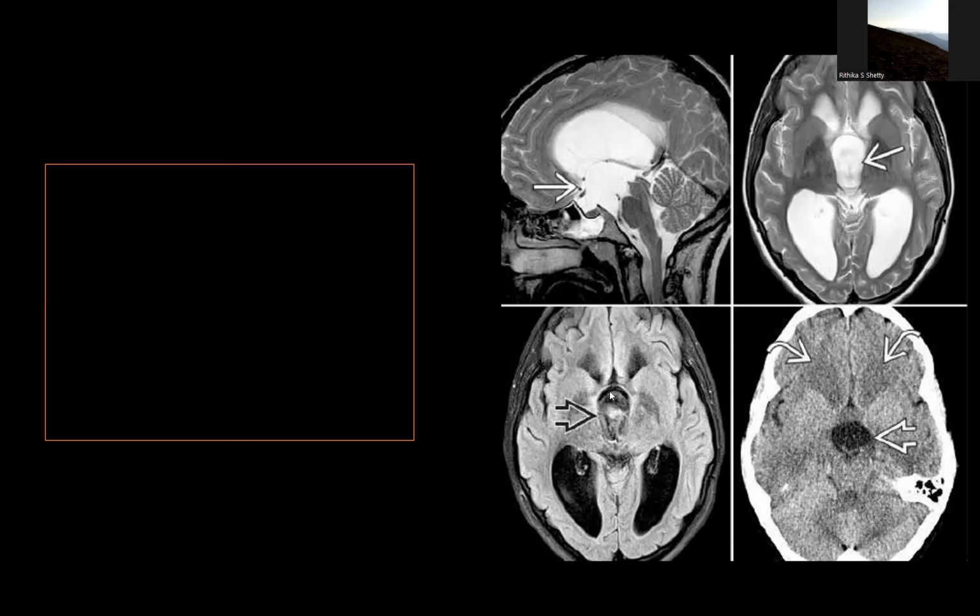For this we do diffusion restriction. Epidermoid will show diffusion restriction. Another way to differentiate whether it is arachnoid cyst or epidermoid cyst is by doing CT cisternography. Here we can see the filling of contrast in the ventricle, whereas it's not opacifying the cyst, meaning that the cyst is not communicating with the ventricle. So this is again our arachnoid cyst. Okay.